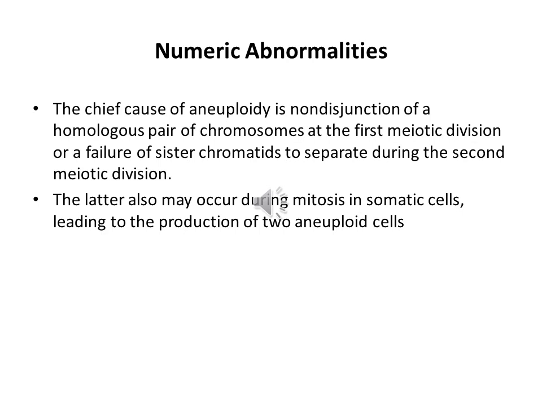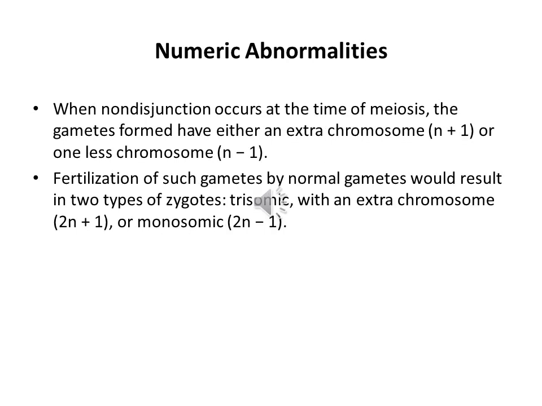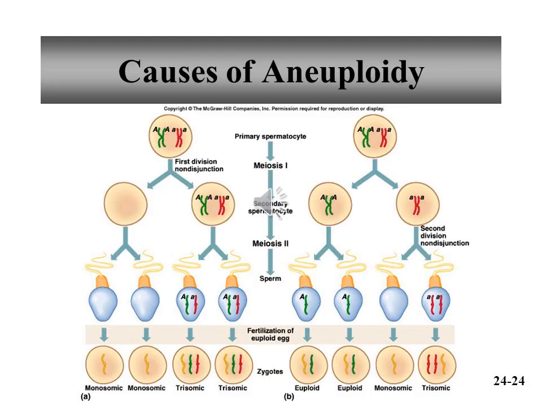Non-disjunction of homologous chromosomes and sister chromatids in mitosis or meiosis is the cause of most aneuploids. Non-disjunction at the time of meiosis will produce gametes with extra or fewer chromosomes. Let's explain it on the following slides. Disjunction is the normal separation of homologous chromosomes or chromatids to opposite poles at nuclear division. Non-disjunction is failure of this disjoining process, in which 2 chromosomes or chromatids go to one pole and none to the other.